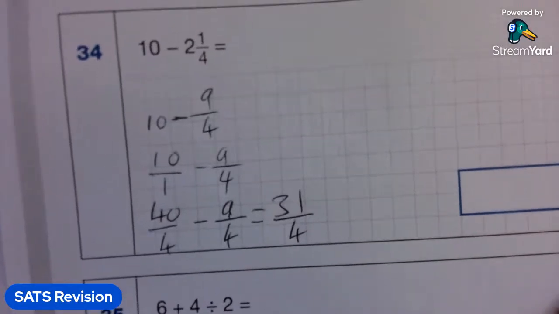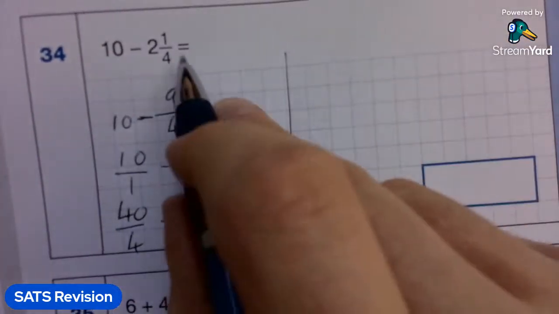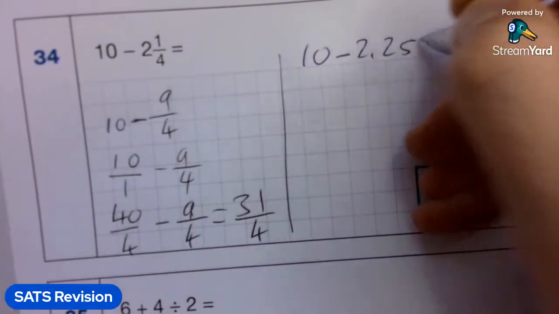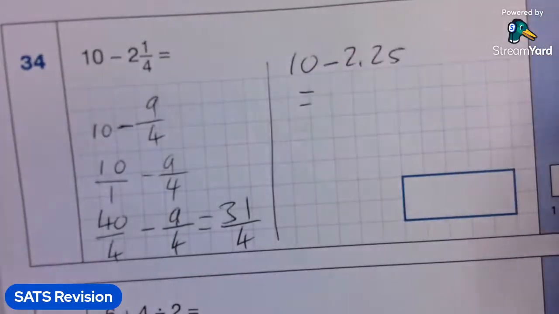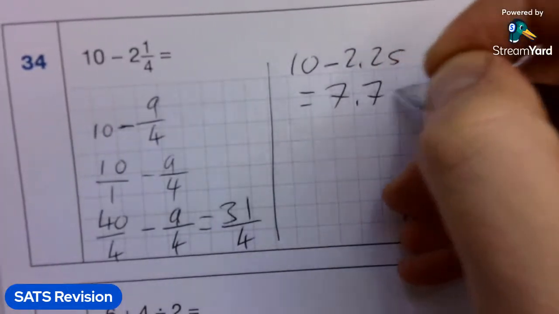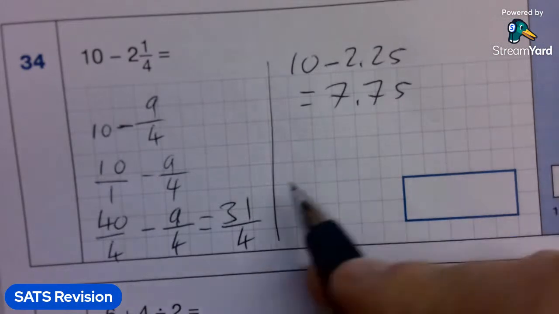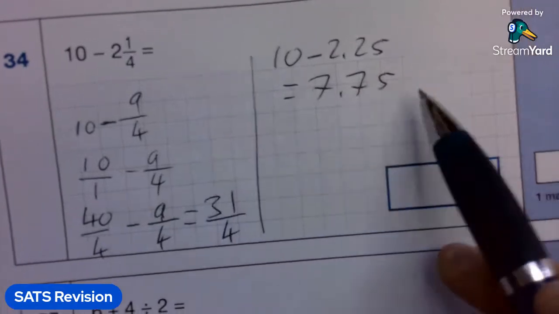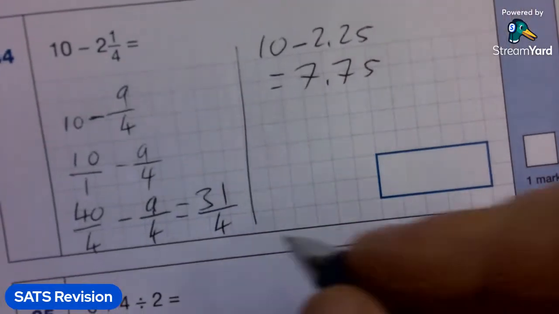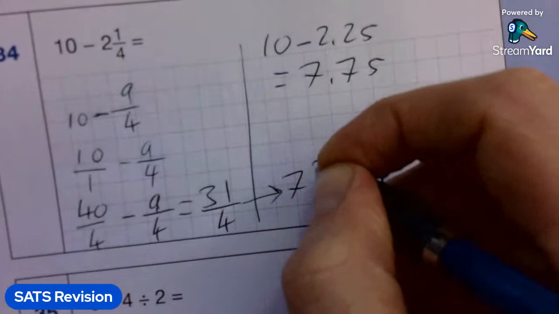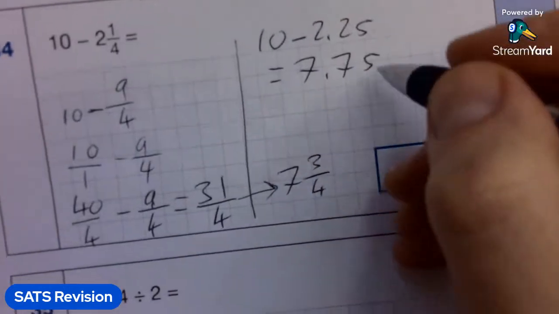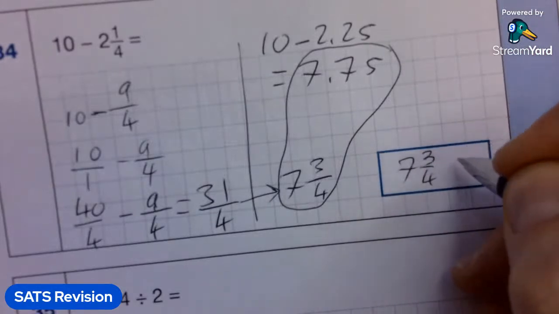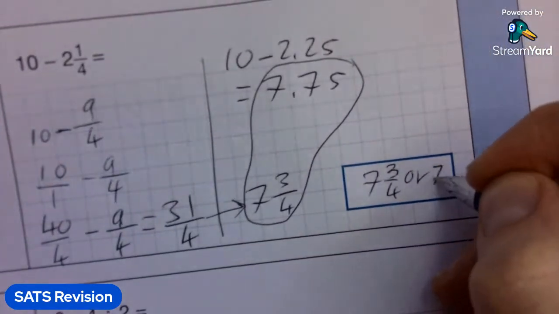You could do that. Or another method, I know that is 2.25. So you could do 10 minus 2.25. Yeah, which I know would equal 7.75. So they are both fine, unless the question states you have to have an answer as a decimal or fraction. That's fine, okay. Right, so that one would convert into 7 3/4 as well. So both of these answers are absolutely fine. Yeah? Or 7.75.